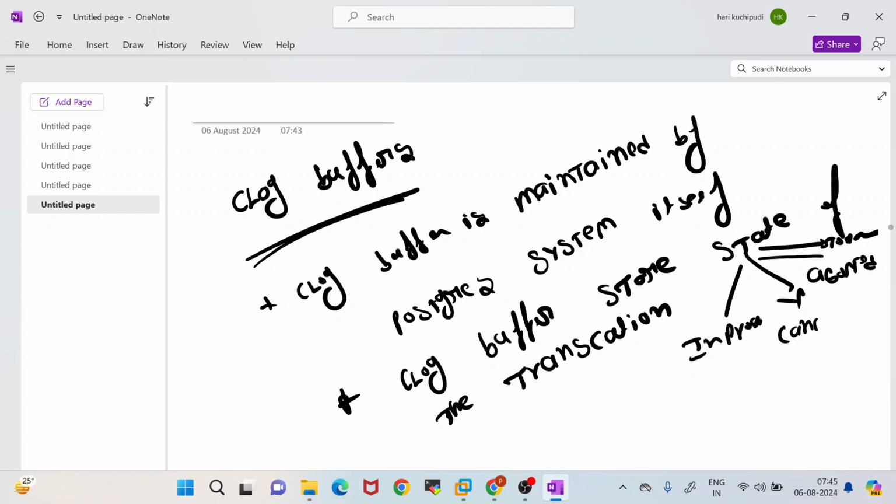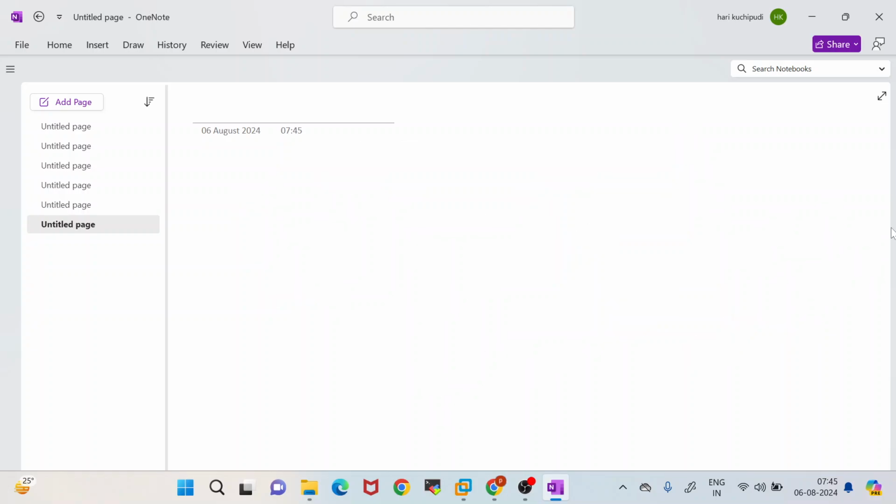With this, we have completed the memory components of the shared memory area. We have discussed the WAL buffer, the shared buffer, and the clog buffers. Now we will be discussing the components of the local memory areas. What does it mean by local memory area?